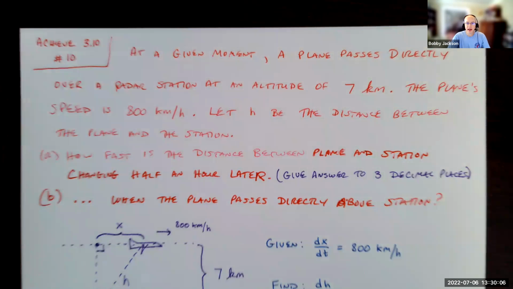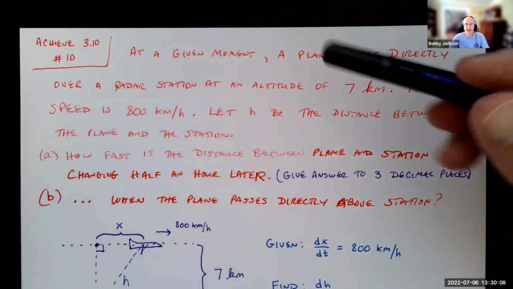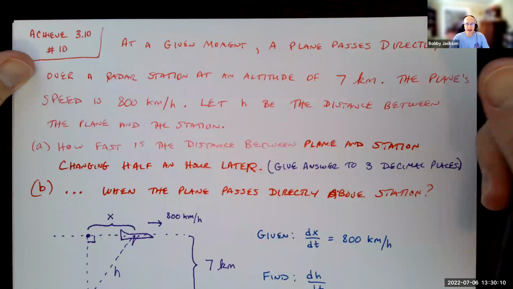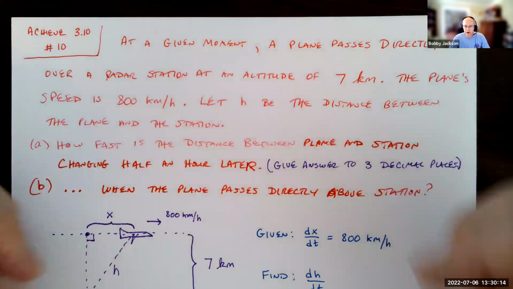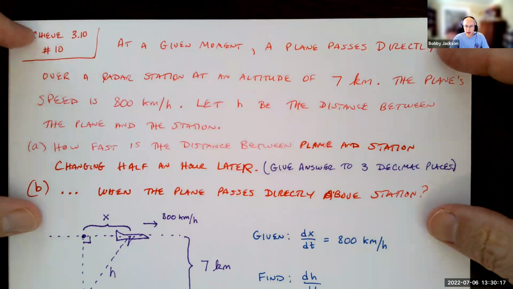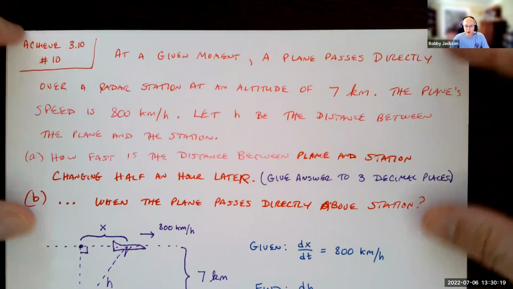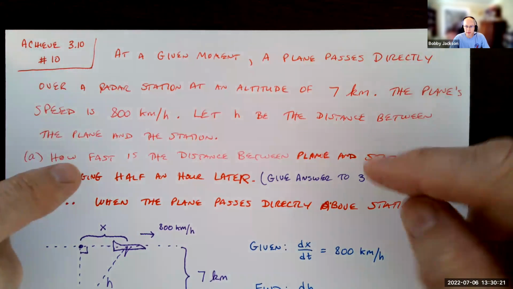All right, let's take a look at Achieve number 10 in section 3.10. This is again the related rates section. I wrote down the information from the problem. Again, you have to carefully read through everything and make sure you understand what's going on.